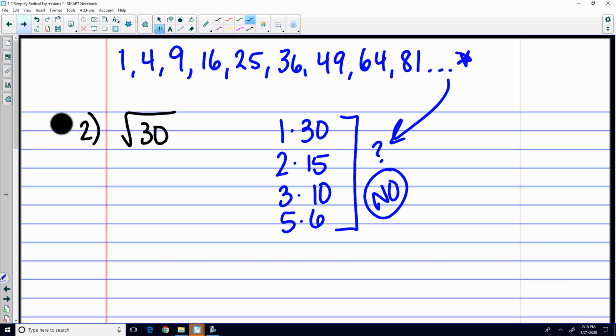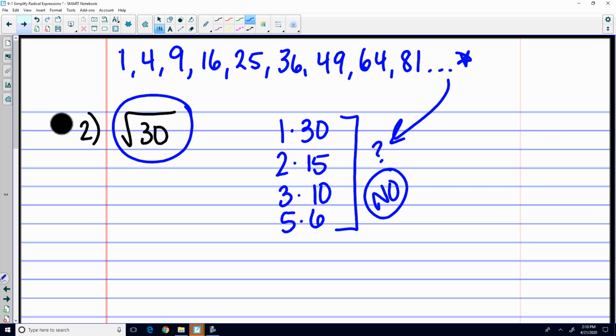Well, since we didn't find any, there's nothing to pull out of the square root of 30. The square root of 30 is already in simplest radical form. I can't pull any perfect squares out of it. Since I can't pull any out, that is actually my final answer.